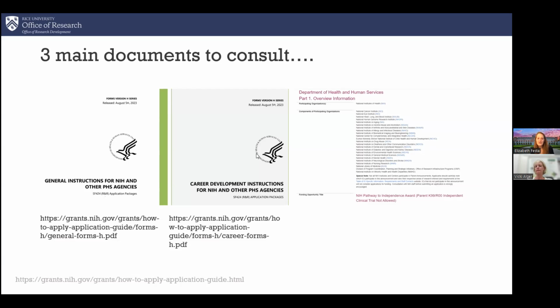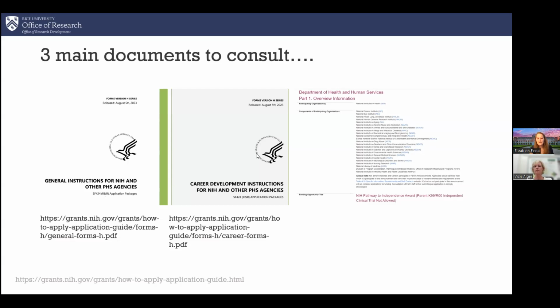I would recommend that you start with the parent announcement. So now we're moving right to left and make a checklist of those requirements. That checklist supersedes anything that's in the guidelines. That's why you start there. But it's going to refer back to the career development instructions in the middle for general instructions on your grant. And so you're going to have to consult certain sections of those career development instructions and general instructions.